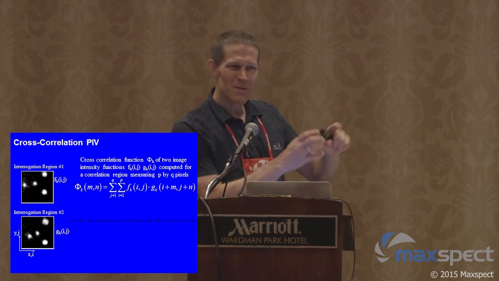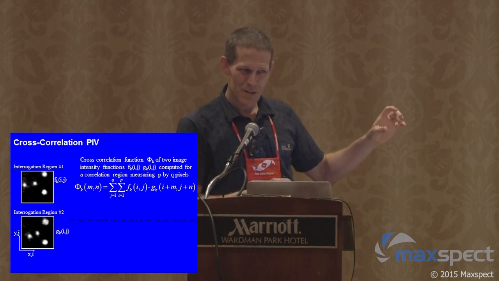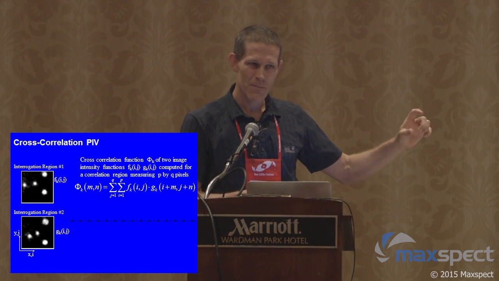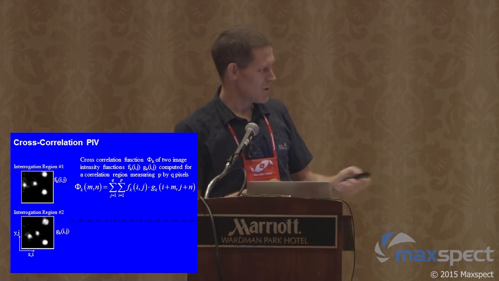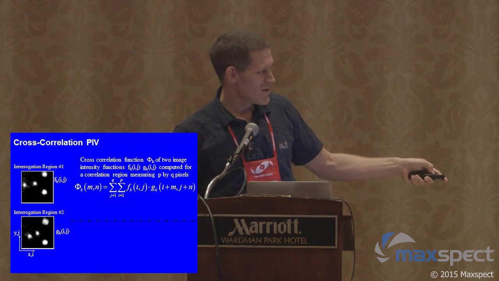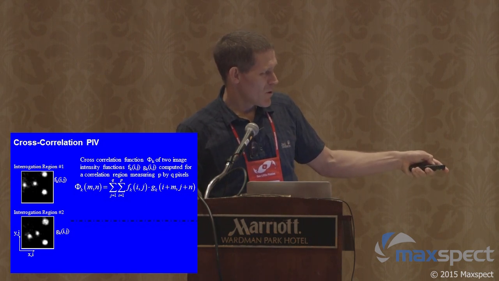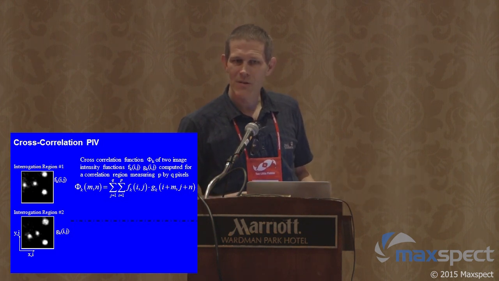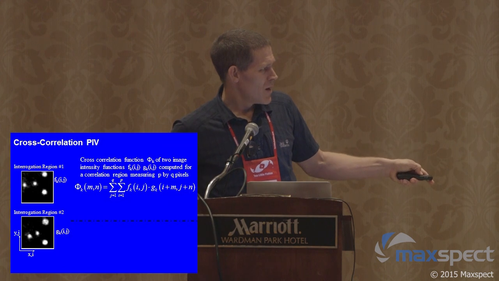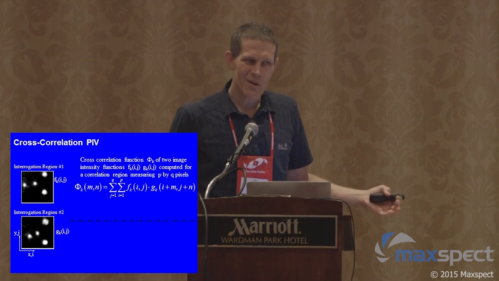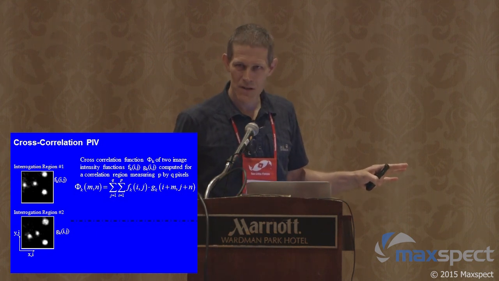So what we do is we have those small windows from the previous slide, and we compare what the window looks like in the first frame to what the window looks like in the second frame. So this would be the window, let's say, at time 0. This is the window at time 0.1 second later. And you see, there's four particles there. They've moved a little bit down and to the right. All right, so I compare how these particles have moved with this equation. Now, that equation is just the equation for a cross-correlation.